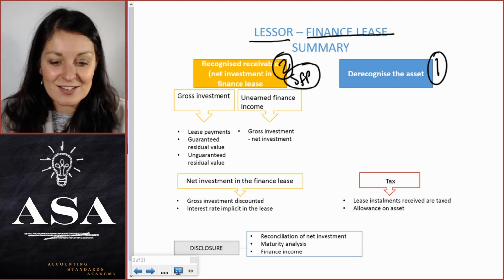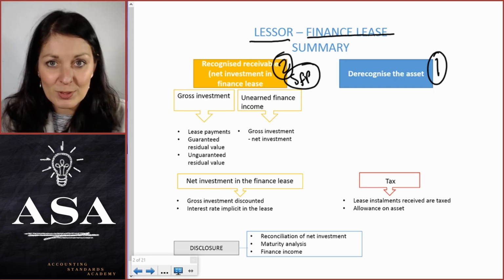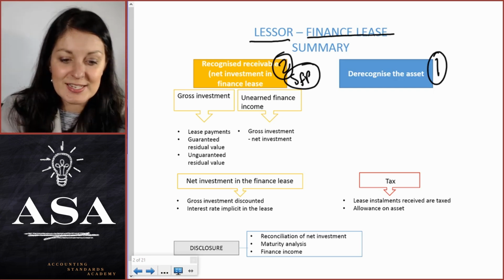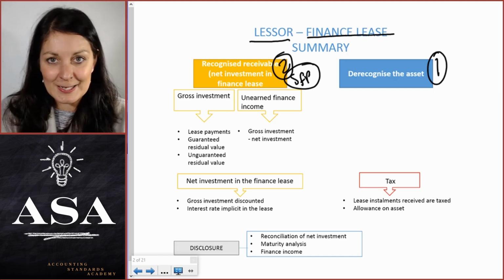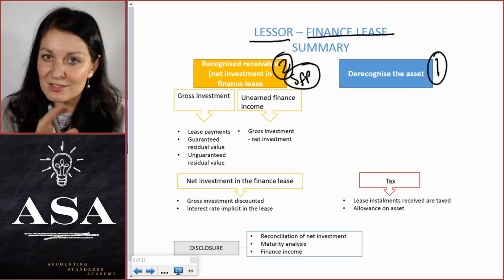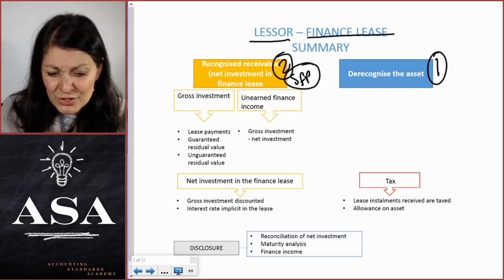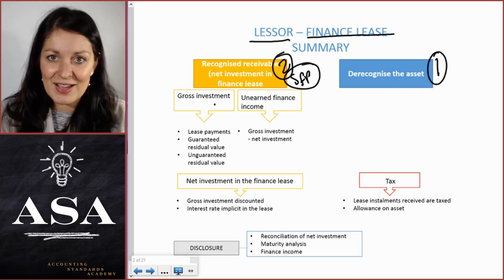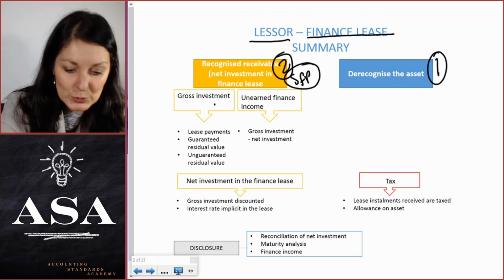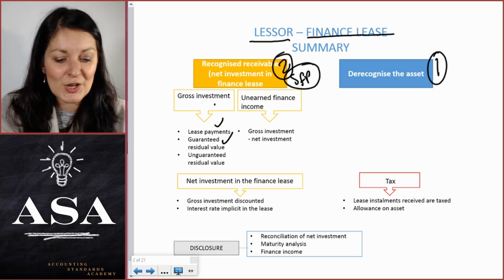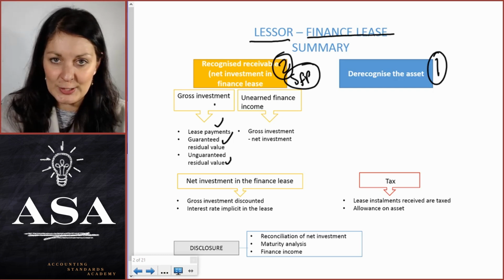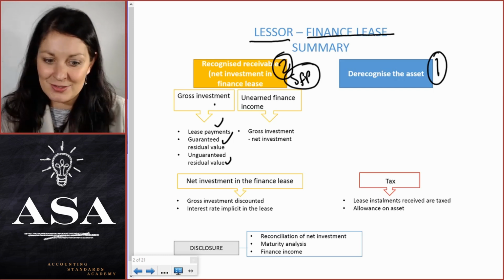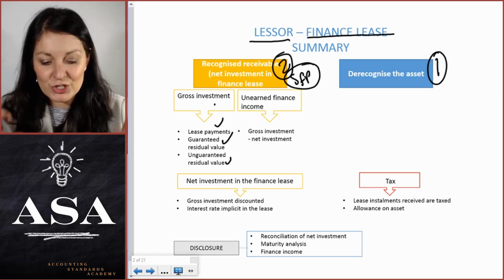How do we calculate this net investment in the finance lease? Well, there's two important things that you need to look at, and that is your gross investment and your unearned finance income. Don't worry about the terms, just think about the concept here. So the gross investment in the finance lease represents all the amounts that you will receive under the lease agreement. That is your lease payments, your guaranteed residual value, and your unguaranteed residual value. Now, that is before you've discounted anything. So these are the gross amounts, okay? So the amounts that you will actually receive.